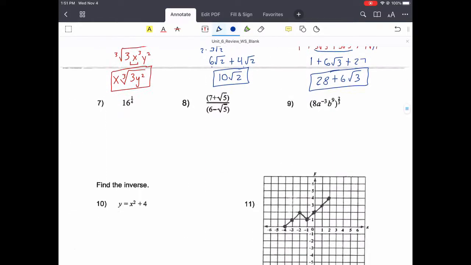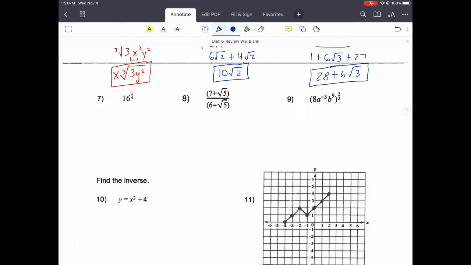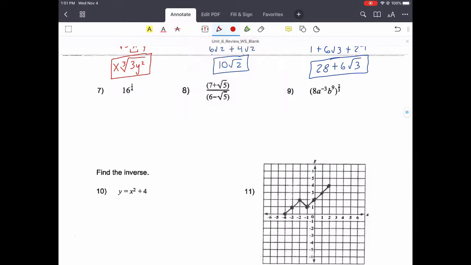All right, keep going here. We've got 16 to the 1/4 power. Well, remember when we're looking at this problem, we know that the top is the power and the fourth is the root, or in this case, the index. So if we wanted to, we could change this into a radical. This is the fourth root of 16, and we've actually seen this a lot on this paper. We know at this point that the fourth root of 16 is just 2, since 2 times 2 times 2 times 2 is 16.